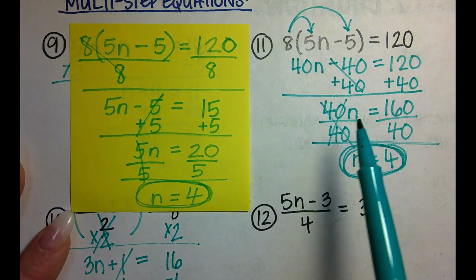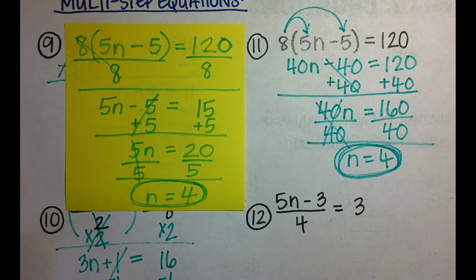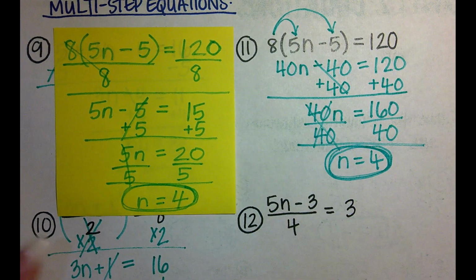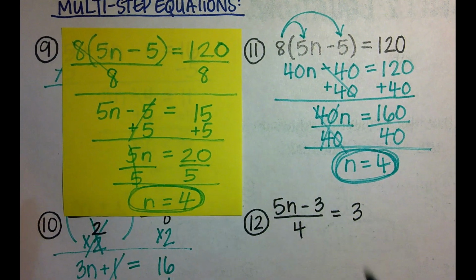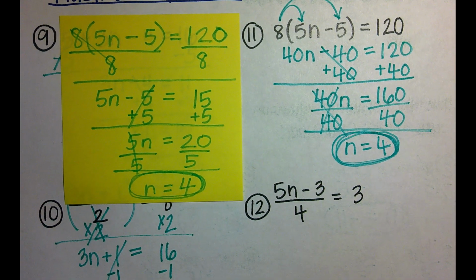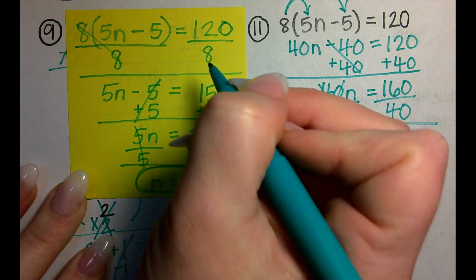So, there's 2 ways you could do this problem. Both are correct. They both work. It really just depends on what you prefer to do. If you like to distribute, do it. If you like to divide, do it. They both work. Okay. Any questions about number 11? About either of these methods? Okay.